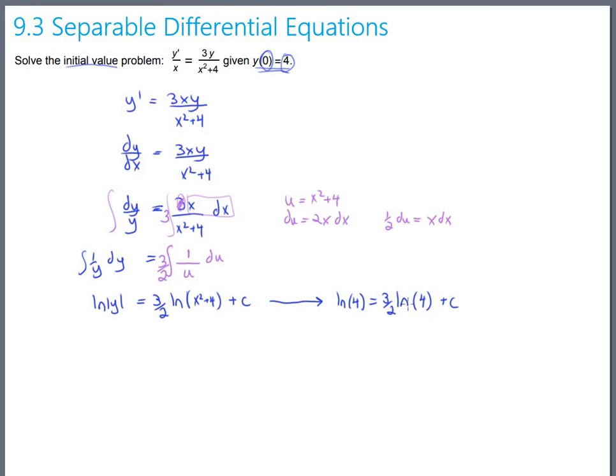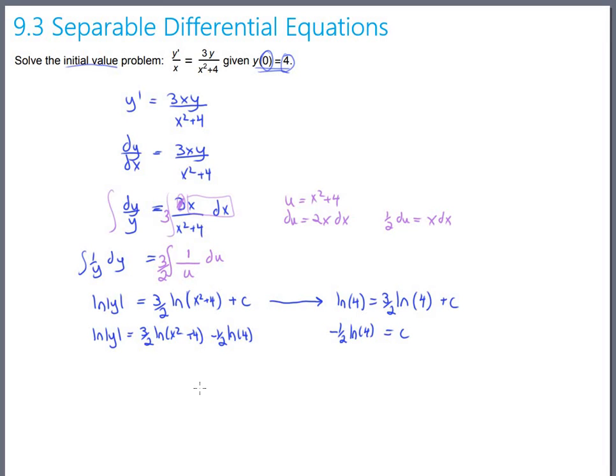Subtract 3/2 natural log of 4 from both sides. And that is actually going to give you negative 1/2 natural log of 4 equals c. And, okay, so we know c. Sorry, let's go back to the original differential equation here. And we can fill in c now as minus 1/2 natural log of 4.